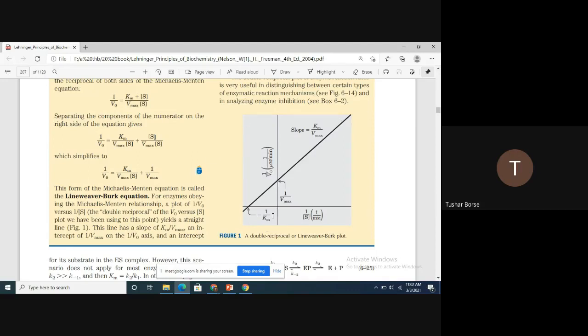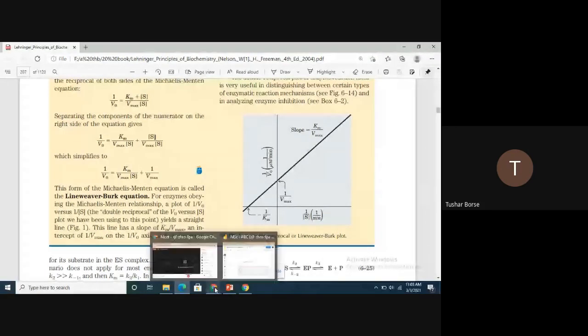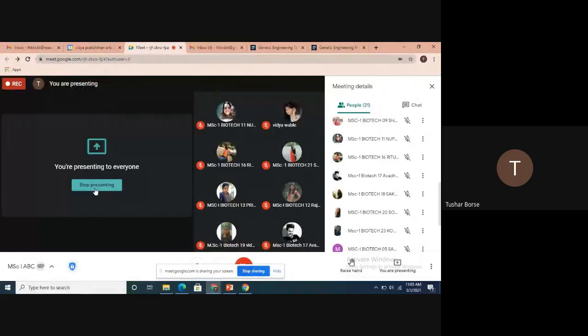Just keep in mind that the normal graph is not giving you the value of Km, it is giving only the value of the Vmax. So we have to extrapolate it onto the other side, and then you can calculate the Km value. Fine. That is what I wanted to tell here about the Km. And that is why the LB plot is also called the double reciprocal plot, because you have the double reciprocal graph.